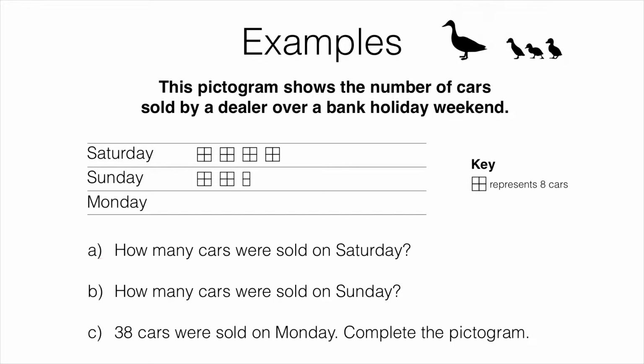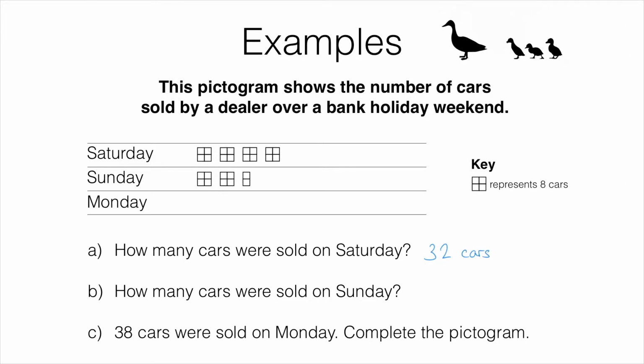In the first question, we're being asked, how many cars were sold on Saturday? So we look at Saturday in the pictogram and then look at these symbols. We've got 4 of these. Now, this does not mean that 4 cars were sold. We need to look at the key. The key tells us that each one of these represents 8 cars. So we actually have 8, 16, 24, 32 cars sold in total on the Saturday.